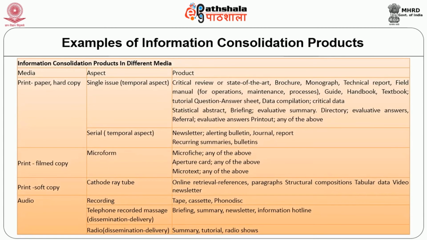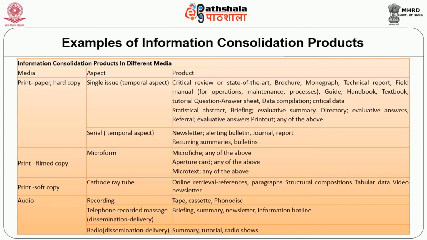Now, the slide is showing various examples of information consolidation products. The various information products in different media involved are reviews, which involve critical review and state of the art reports; reports, which involve assessment, market and technical reports; alerting bulletins or newsletters; data and databases; technical writing, which involves guides, manuals, instruction sheets, and explanation on complex subjects provided in the style and language suited to the given audience level; popular articles about scientific and technical topics.